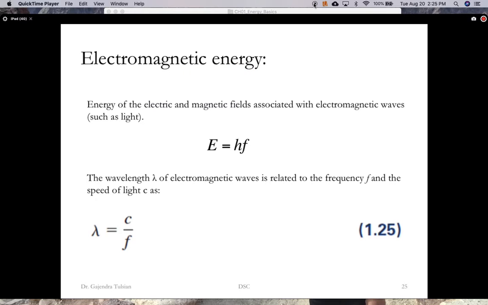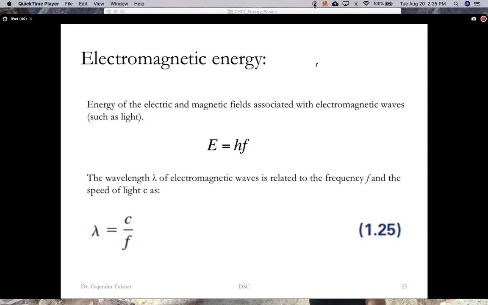Electromagnetic energy. So you can go outside in the sunshine and you'll feel the warmth. So you know that sunlight carries energy, and all electromagnetic radiations come in packets called photons, little packets called photons. So here's a little picture.